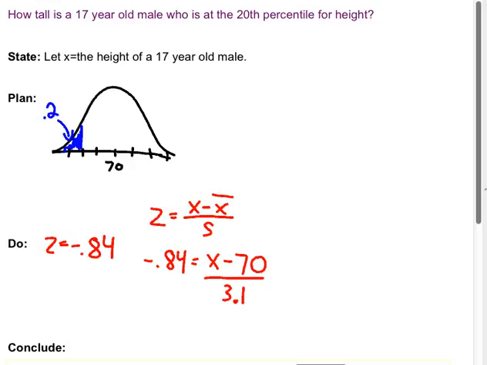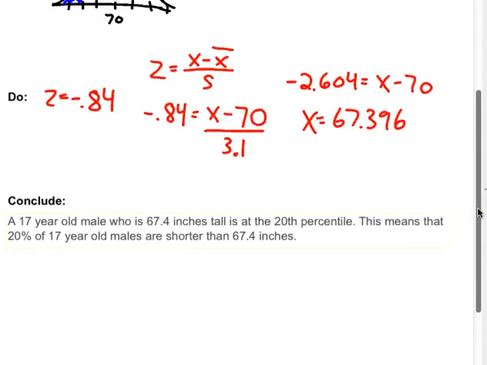So now this is just some basic algebra skills. So I'm going to take that negative 0.84, multiply it by the 3.1. So I'm going to have negative 2.604 equals x minus 70, and then I'm going to add 70 to that. So I'm going to get a height of 67.396. And what is that telling me? So I'm a 17-year-old male who is about 67.4 inches tall is at the 20th percentile. This means about 20% of 17-year-old males are shorter than 67.4 inches.